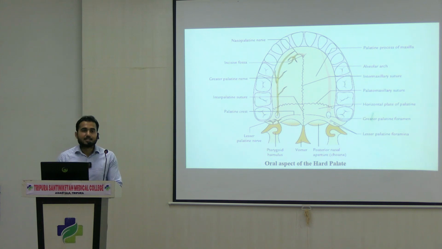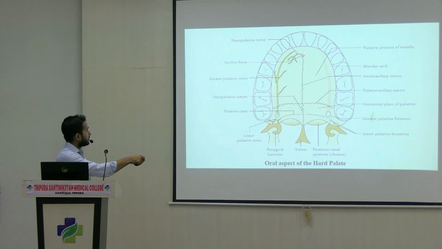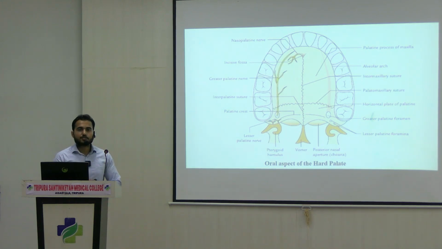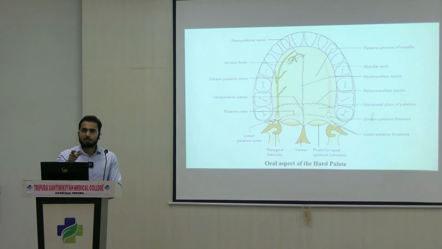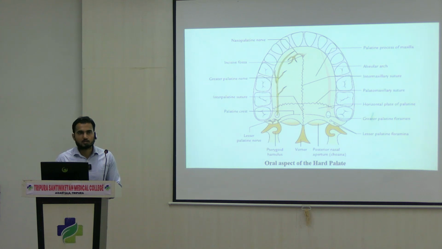Next, in the hard palate, you can see different foramina are there. For example, here you can see the incisive fossa. Then these are the greater palatine foramina. These are the lesser palatine foramina. Now through these foramina, various structures are passing. They will come and supply mainly the oral cavity. All the foramina that are present will be discussed in the osteology class.